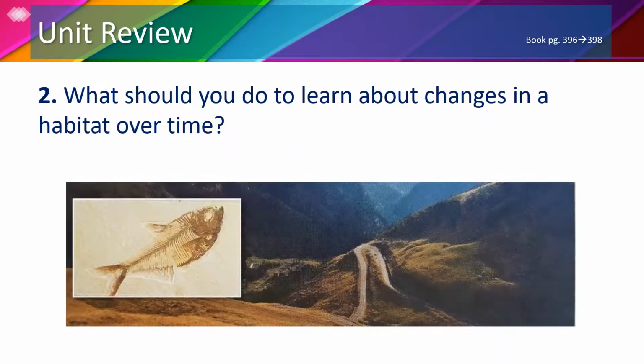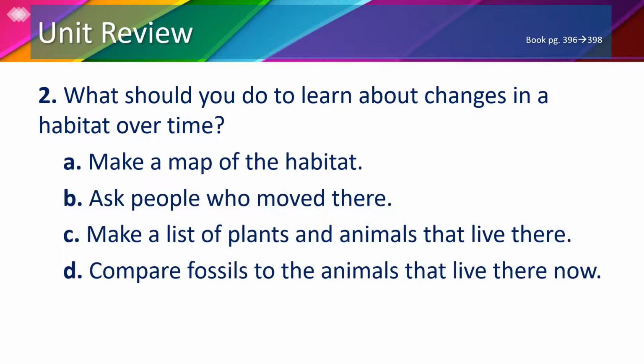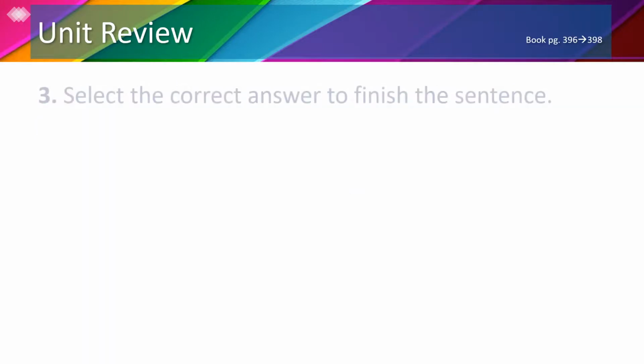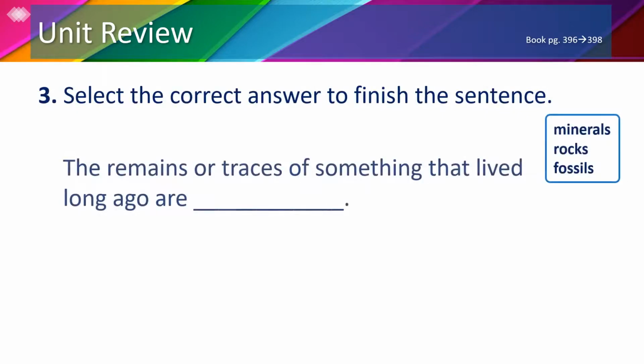Remember when we talked about this fossil fish that was found in the mountains? We said that fish don't live in mountains, which meant that lands changed and that what was a sea long ago is now a mountain. So when scientists compare fossils to the animals that live there now, they can learn about changes in a habitat over time. So the answer is D. In number 3, we're going to select the correct answer to finish the sentence.